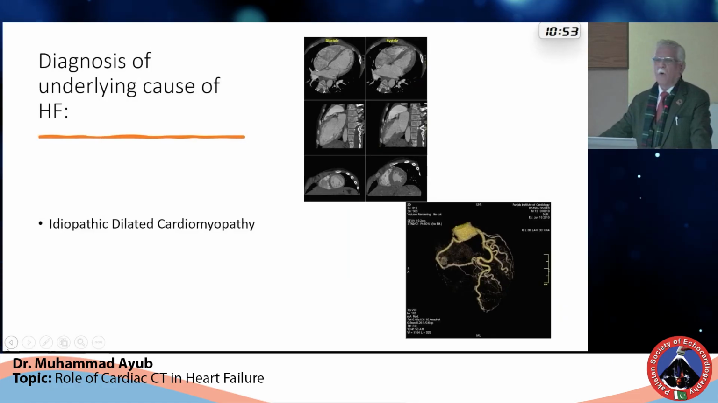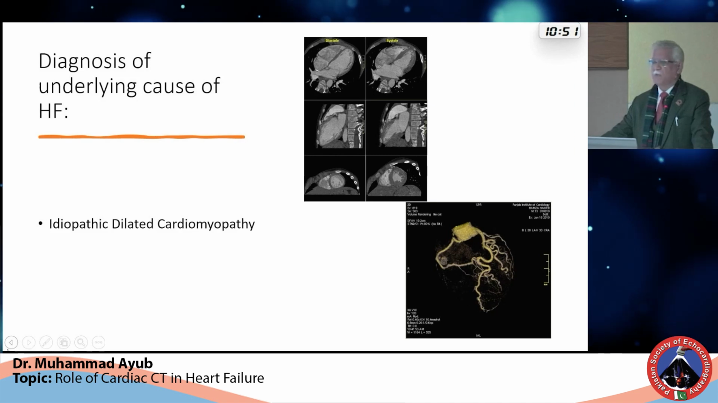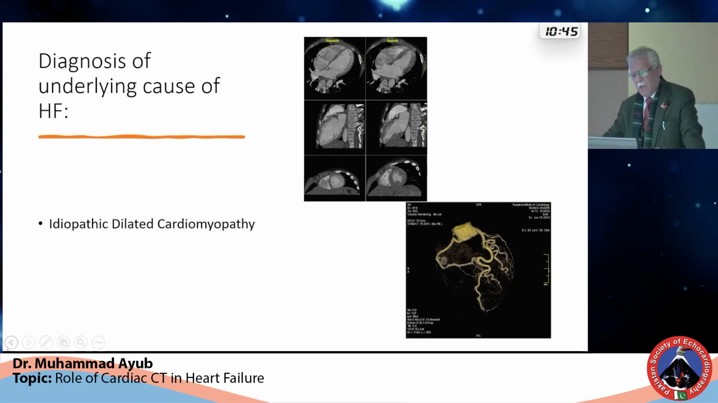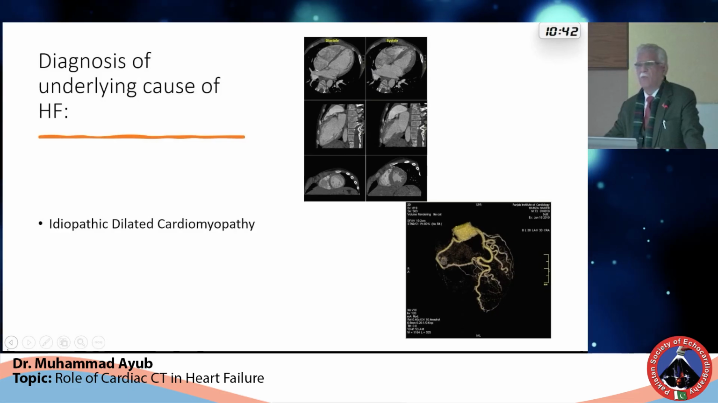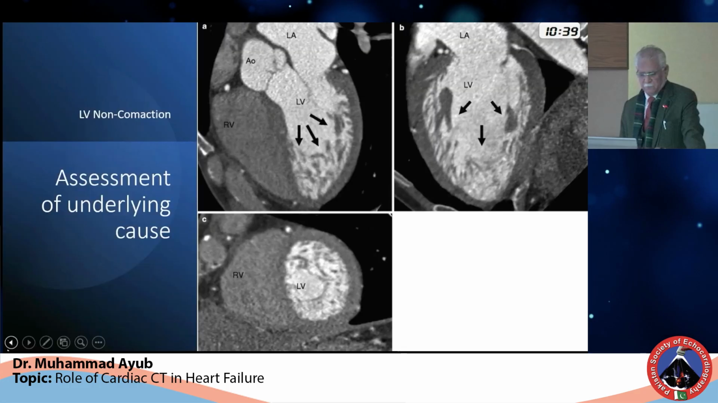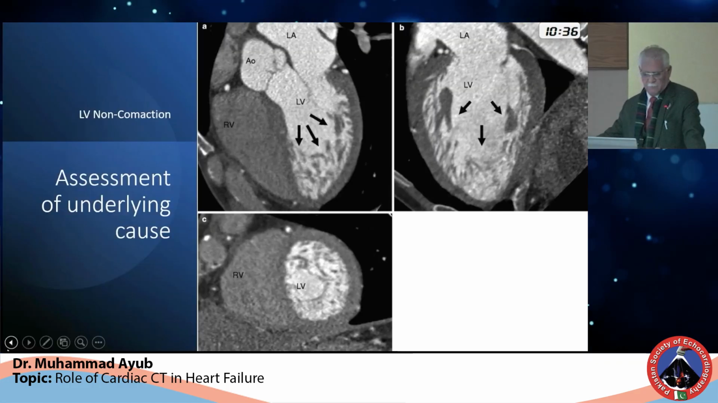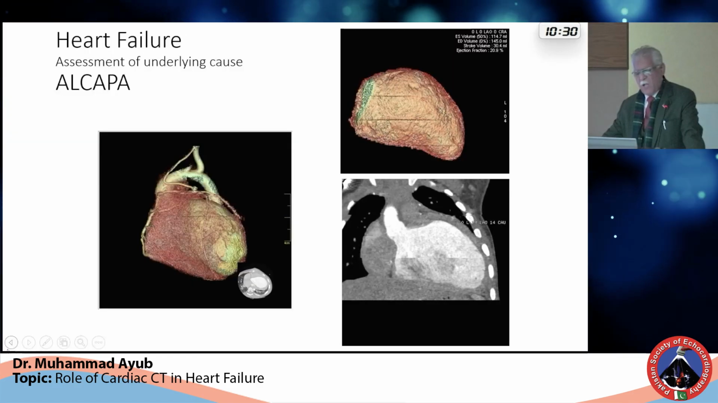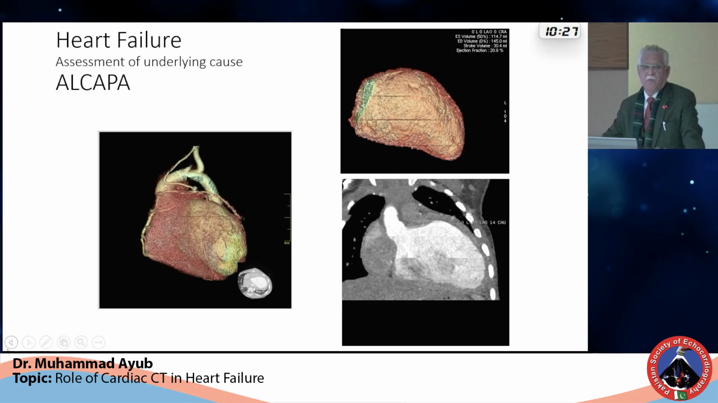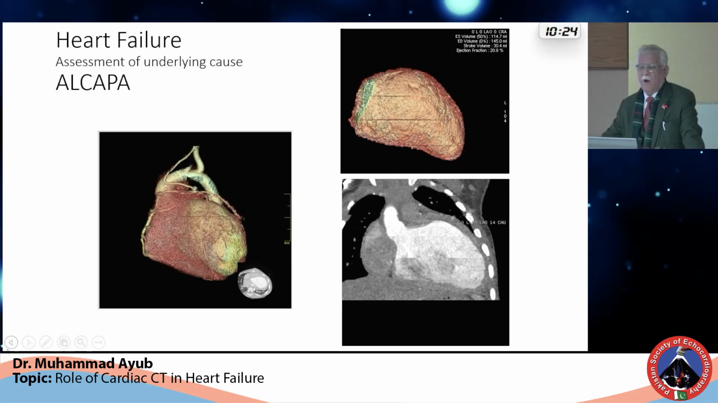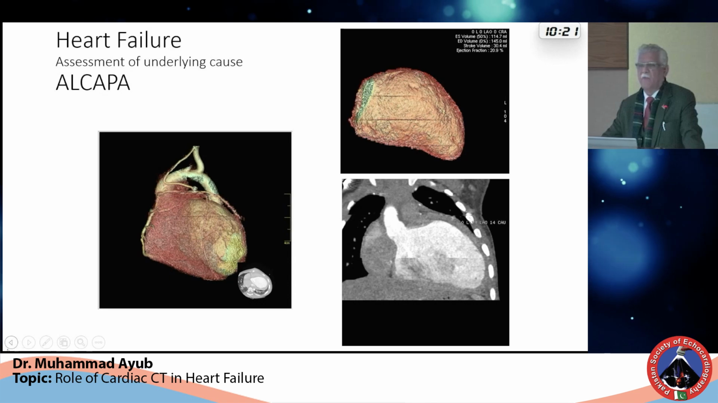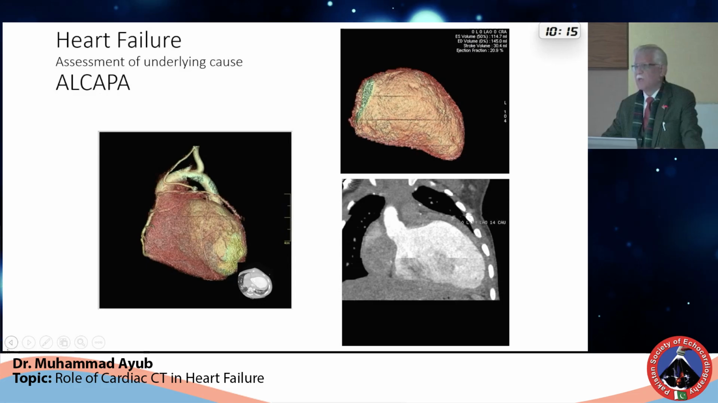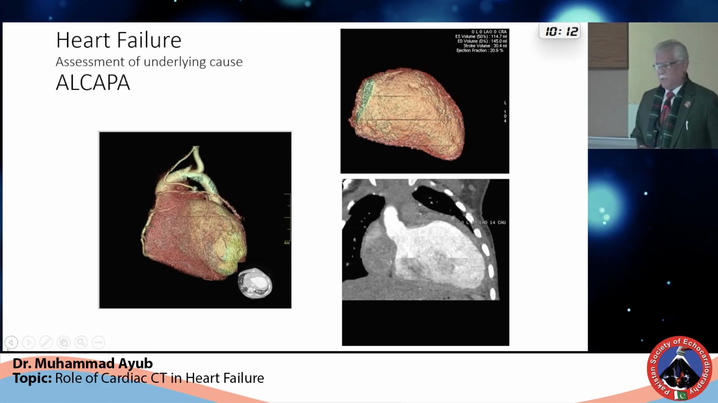In this case of LV non-compaction, coronaries are just normal. You see hypertrabeculation in the LV, and that is actually the cause of heart failure symptoms in this patient. A small child with a congenital coronary anomaly, which is called ALCAPA, presented with heart failure at the age of just 1.5 years, and the patient underwent coronary artery bypass surgery for this. So this can also be detected very well with cardiac CT.